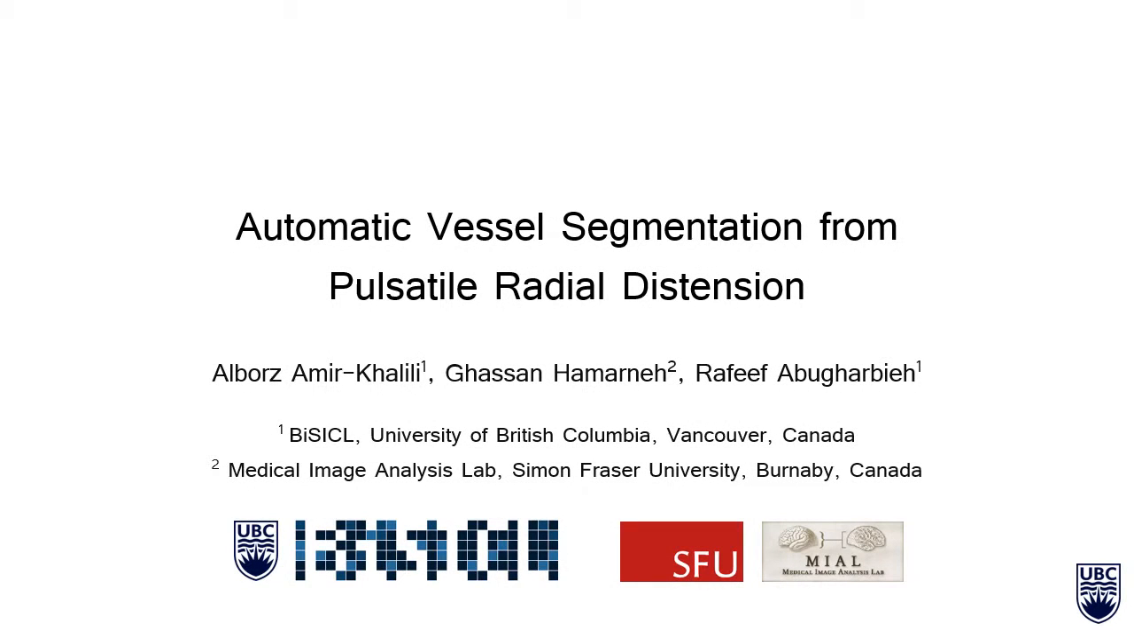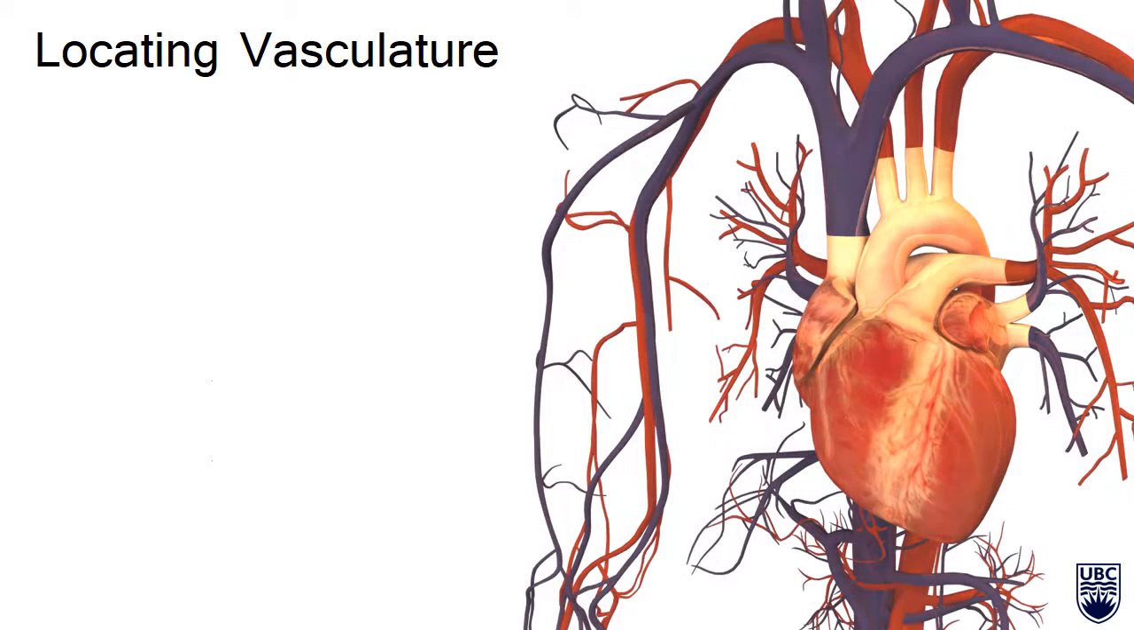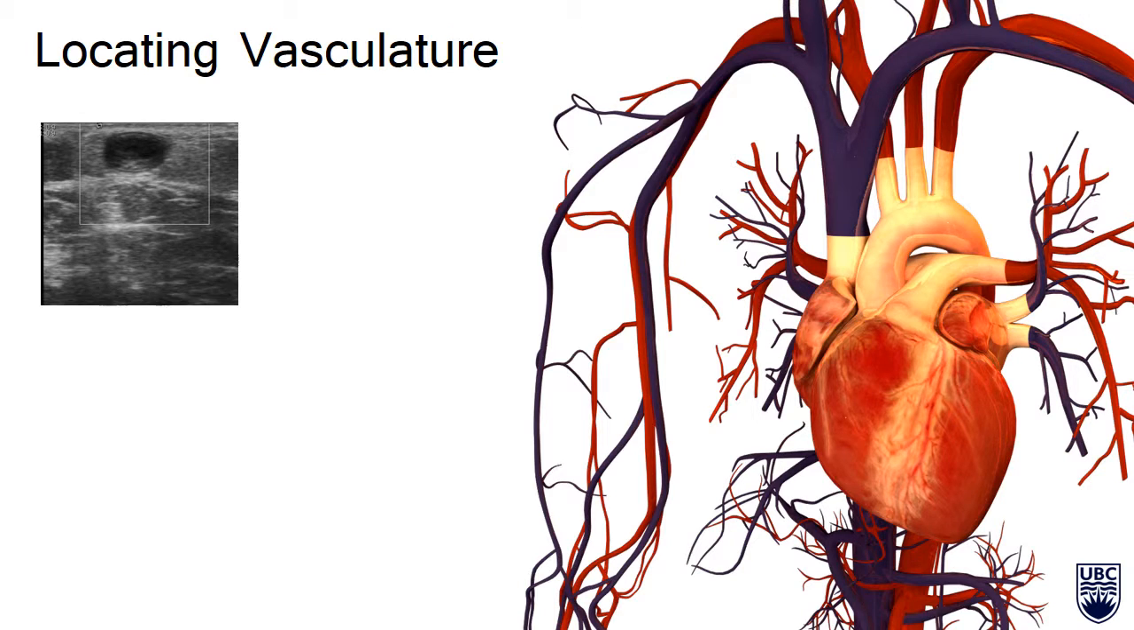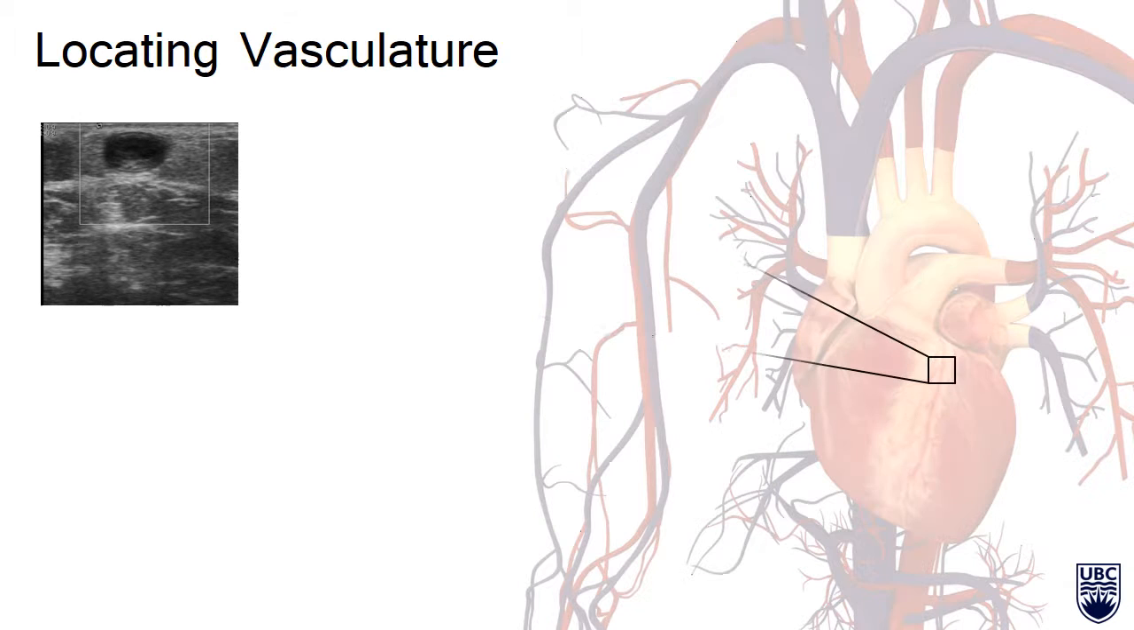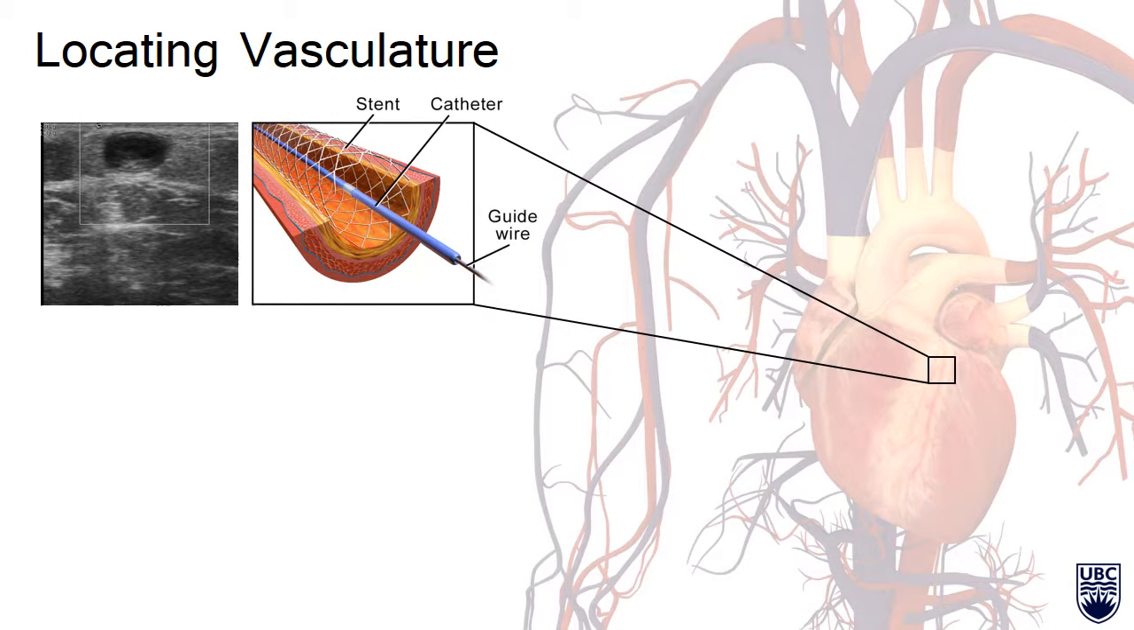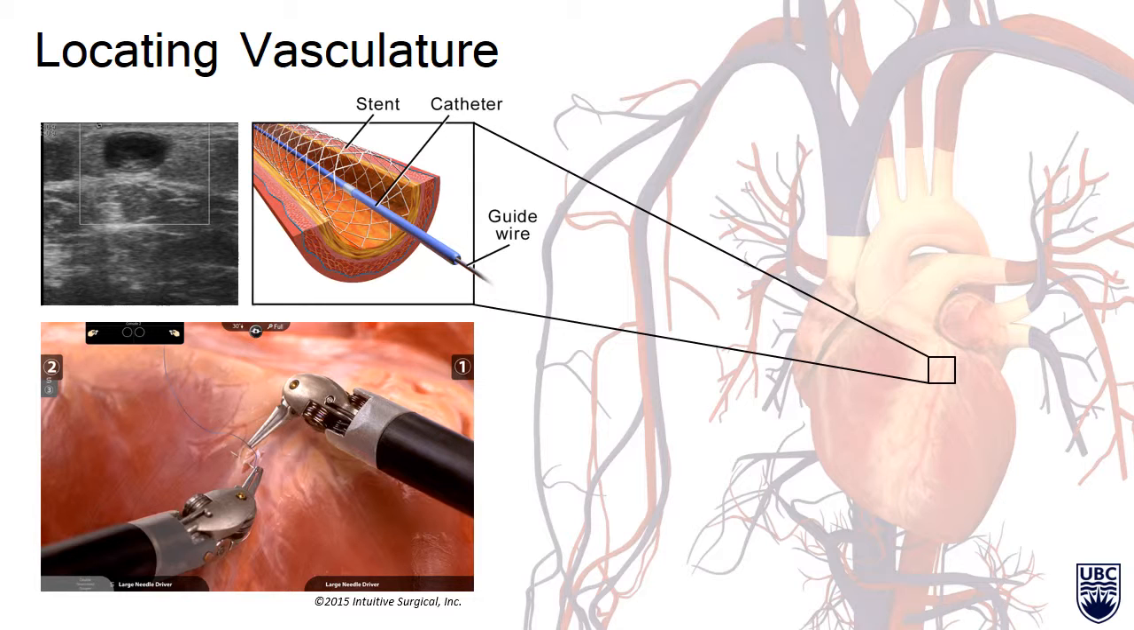Let's talk about the importance of temporal dynamics for automatic vessel segmentation. It goes without saying that locating blood vessels in medical images is very important and has many applications. Diagnosis of vascular disease, guidance during vascular access, and computer-assisted interventions are just three such examples.